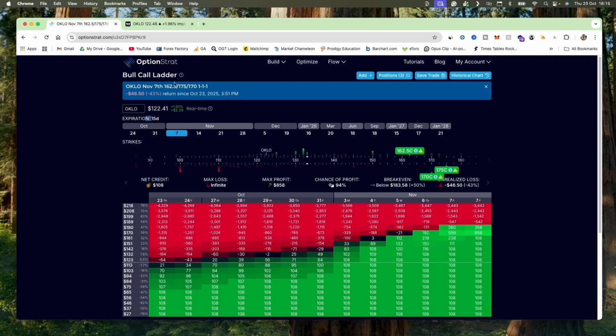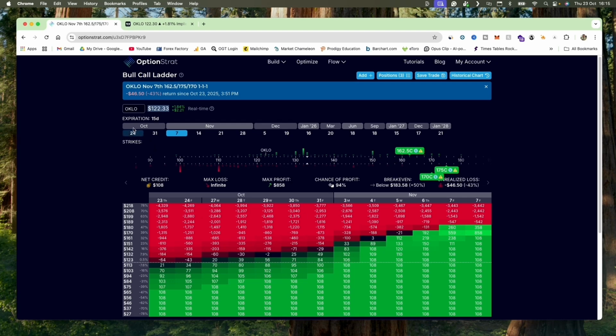Now you can see here that my loss here is up to 43% as we're talking. And that is because volatility has either expanded and or the price of Oklo has gone up, which I think is volatility because this was at 2 point something earlier when I was in a positive. But I don't look at that. It's unrealized, it's paper losses at the moment. I don't need to worry about it. All I'm worried about is this 122.33.